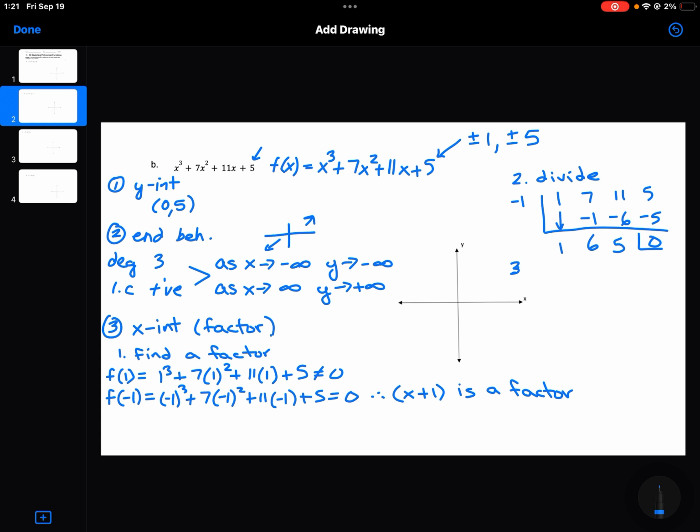Then I will, so I guess this is step 3, I will rewrite f at x in terms of the factors. So I can write f at x as x plus 1, my factor from the beginning, multiplied by the quadratic that I found using synthetic division to divide out the factor. So x squared plus 6x plus 5. Then we'll say step 4 is to finish factoring.